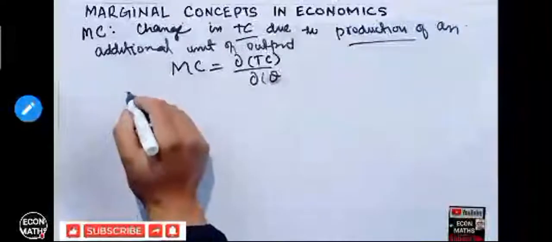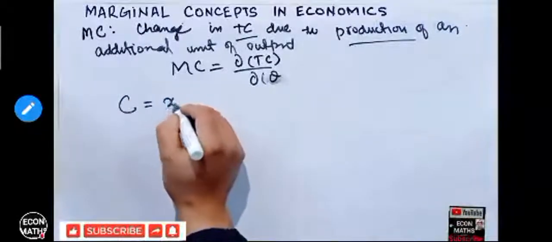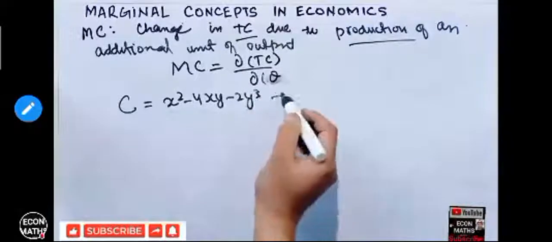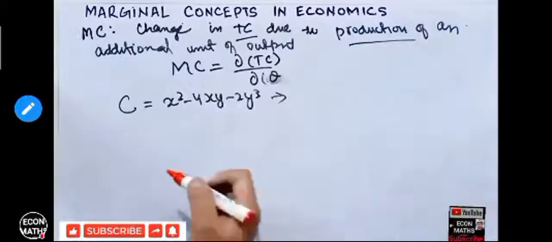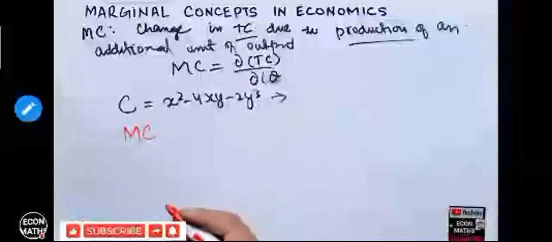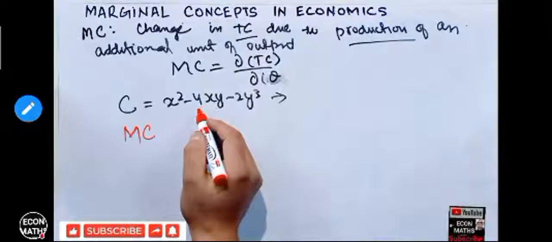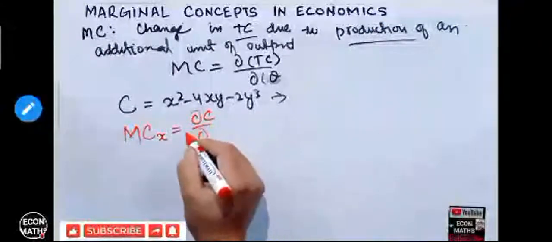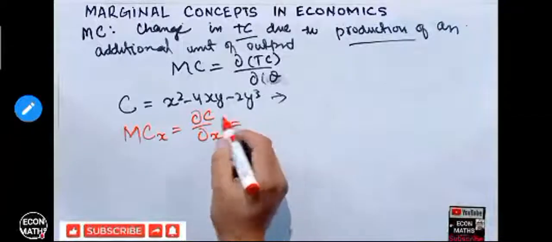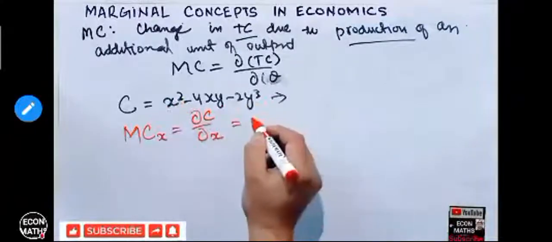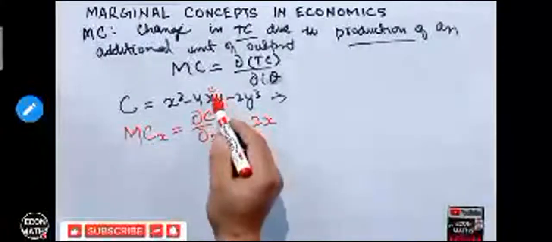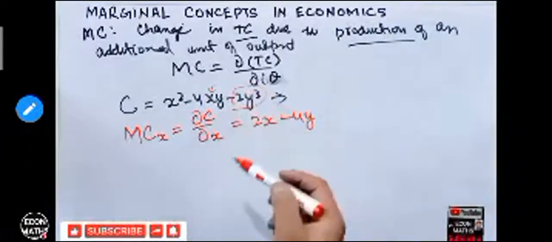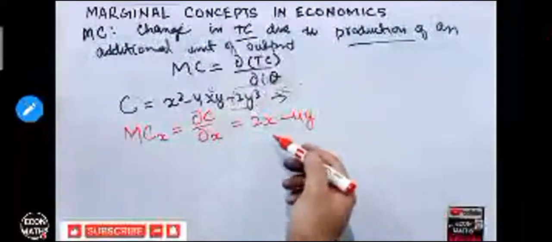Let us say we are given a cost function, x square minus 4xy minus 2y cube, where two goods are produced, and this is the total cost function. Then the marginal cost of, let us say, good x is simply the partial derivative of the cost function with respect to the same commodity, that is x. Differentiating with respect to x, x square becomes 2x. The derivative of x is 1, so this becomes 4y, minus 4y, and the derivative of y is zero since it is assumed constant here. So our marginal cost is this.